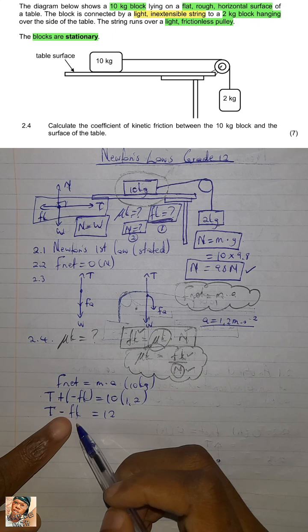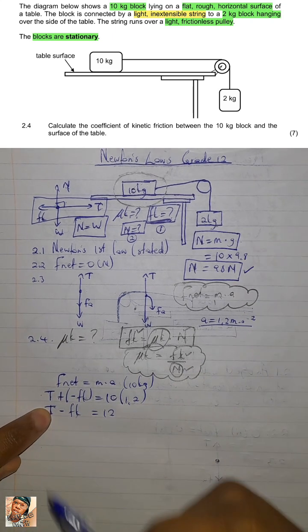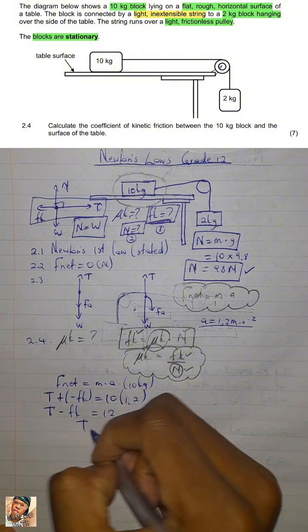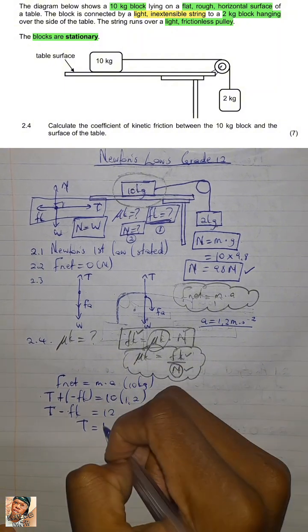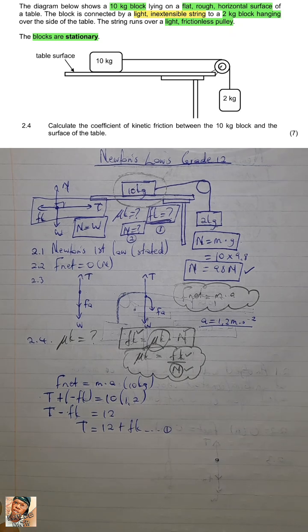So instead of making Fk the subject of the formula, I'm going to make T the subject, because T also applies to the 2 kg block. That is going to be the center force, right? So the tension is equal to, taking the Fk to the right-hand side, it becomes positive. So we're going to have 12 plus the Fk. So this is going to be equation number 1.